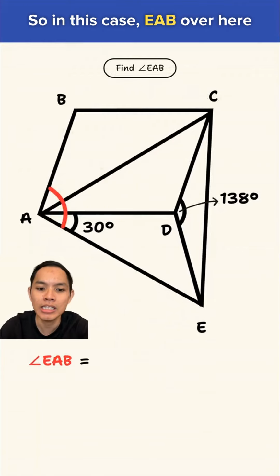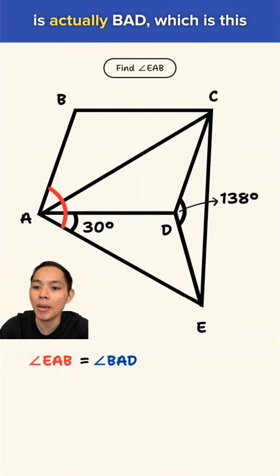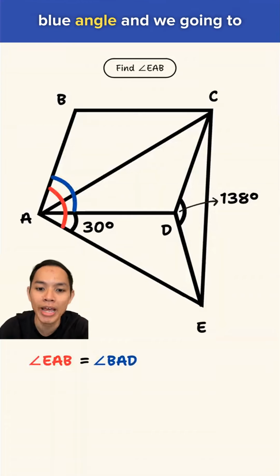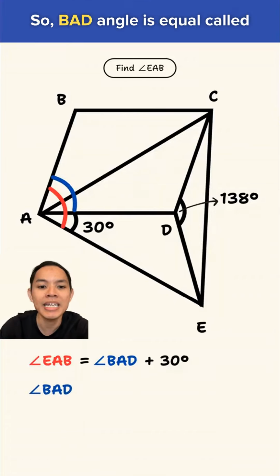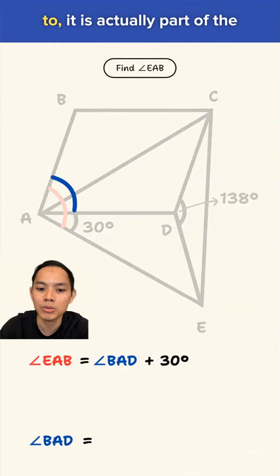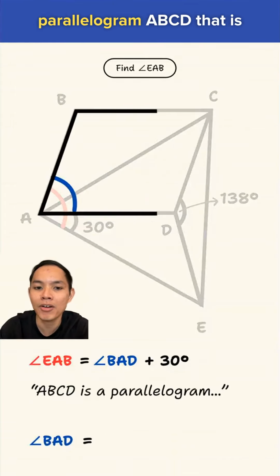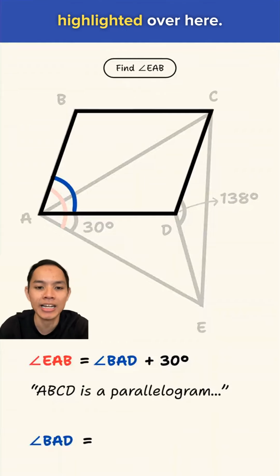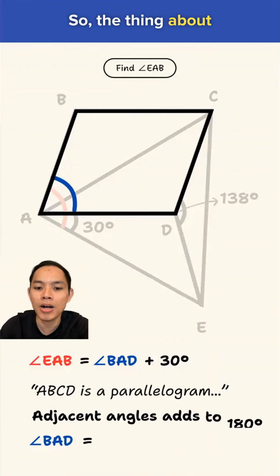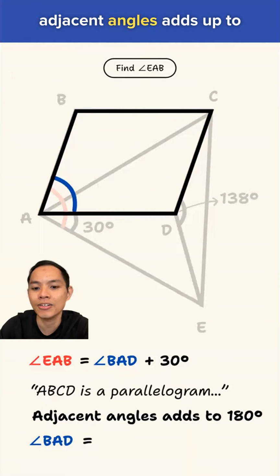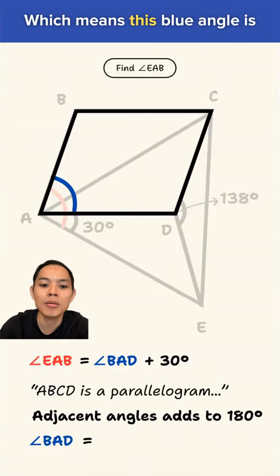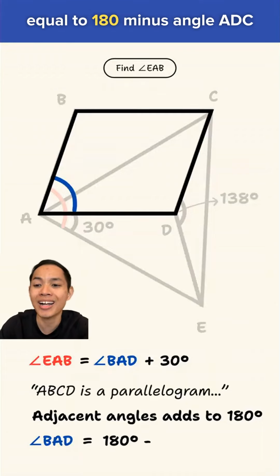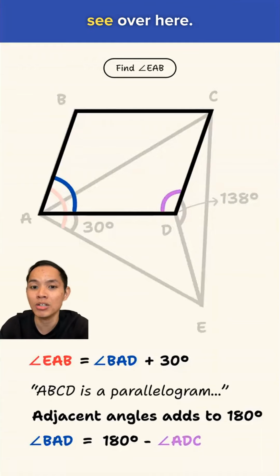So in this case, EAB over here is actually BAD, which is this blue angle, and we're going to add the 30 degrees, right? So BAD angle is actually part of the parallelogram ABCD that is highlighted over here. The thing about parallelograms is that the adjacent angles add up to 180 degrees, which means this blue angle is equal to 180 minus angle ADC, which is in purple, as what you see over here.